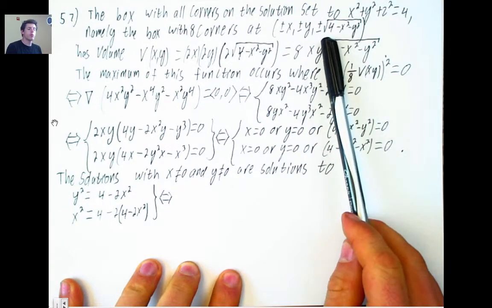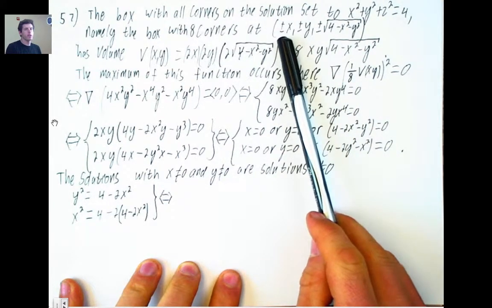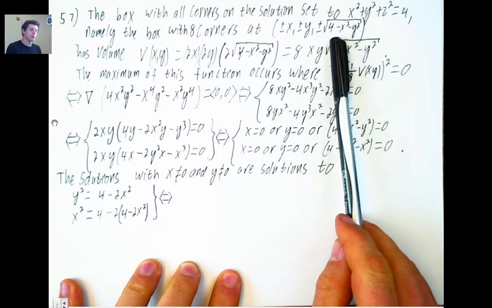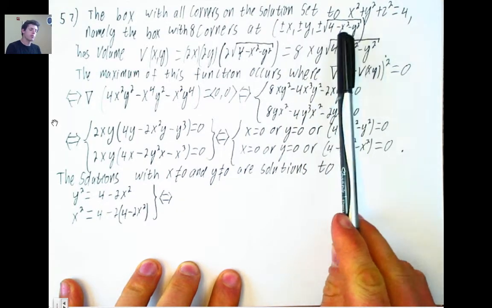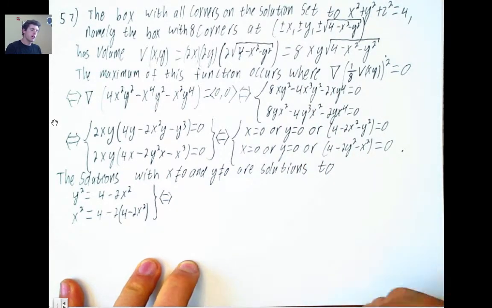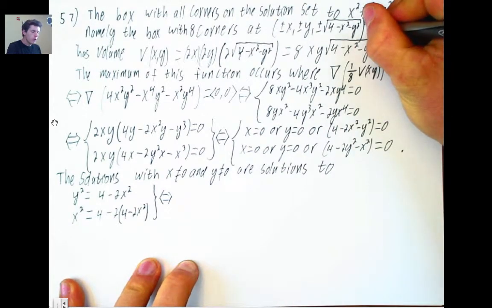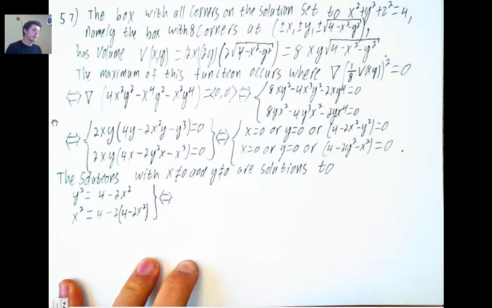That is 8 different points because you've got 2 options for the first slot, 2 options for the second, and 2 options for the third. That's 2 times 2 times 2, which is 8 options. So you could probably picture this box very easily.